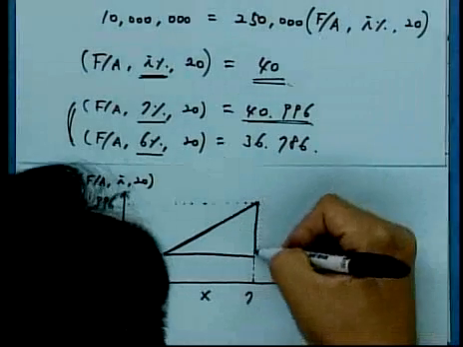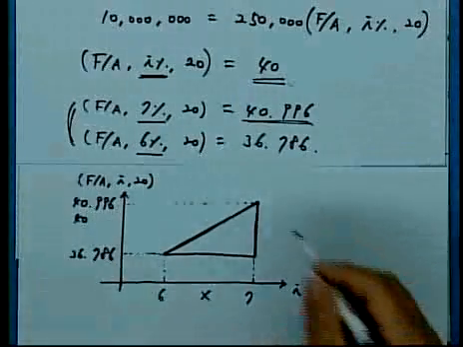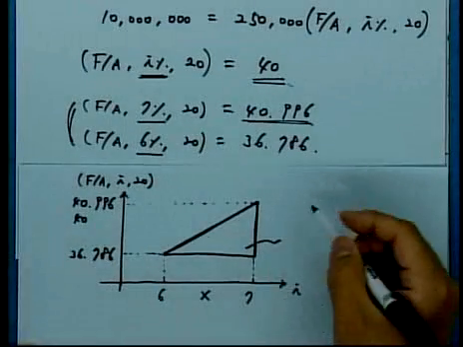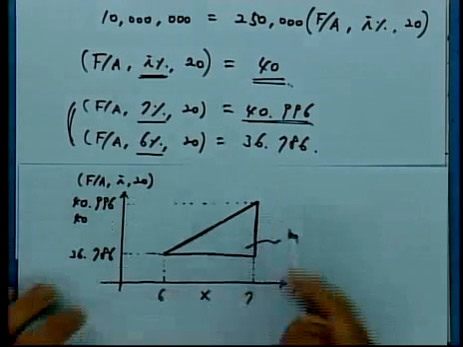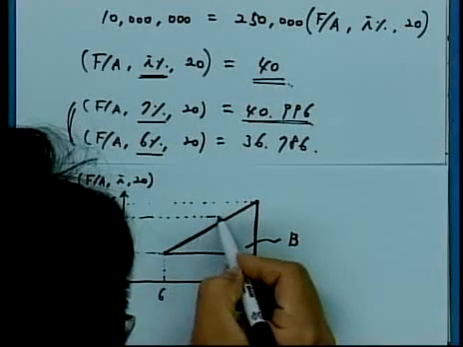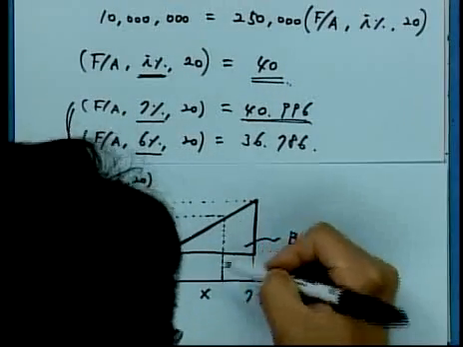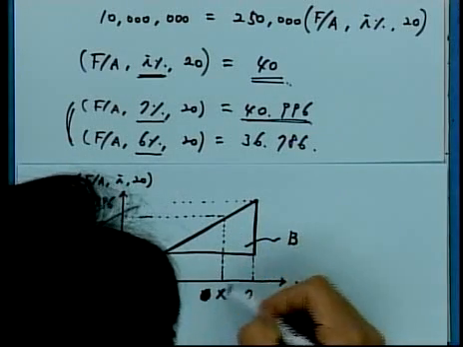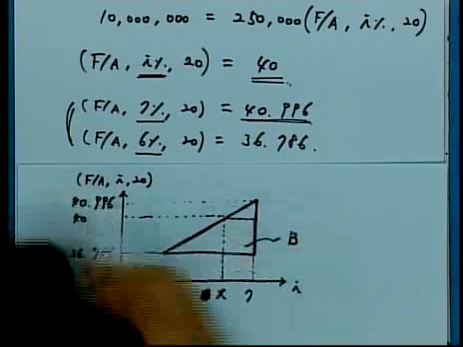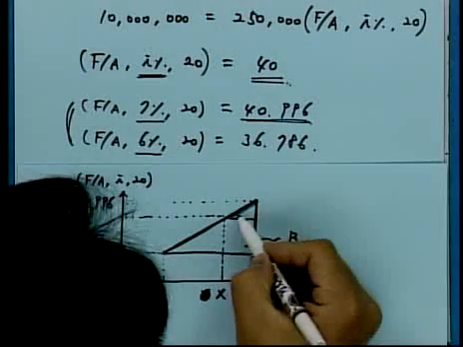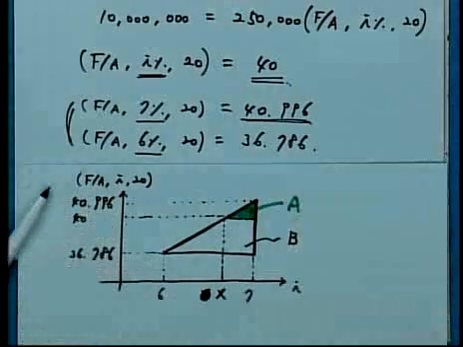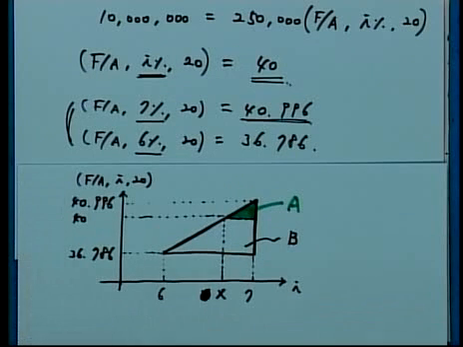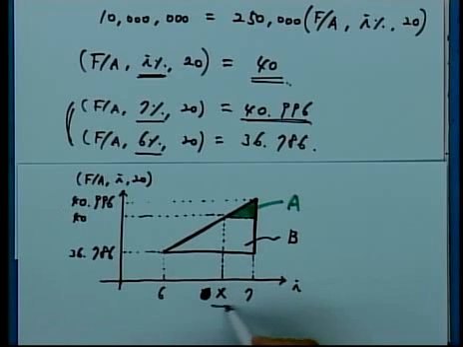Then we have a large triangle. Let's call this triangle B, and X% corresponds to the value of 40. So we have this small triangle. Let's call it triangle A. Okay. So what you need to do is compare these two triangles to get this value of X.